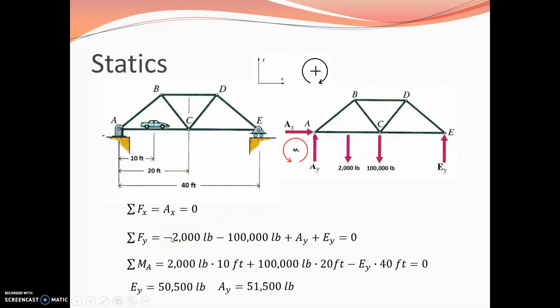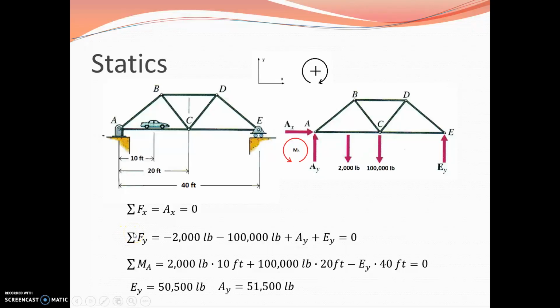Now, for our forces in the y direction, you want to sum those up like you have before. Negative is down. So 2,000 pounds of the car is going down, negative. The bridge weighs 100,000 pounds. That's negative 100,000 pounds. And we have two supports holding up the bridge, this pin A and roller E. And they're in the y direction going upward, so they're positive. Now, this is the different part here: we have 1, 2, 3 unknowns, and we have 1, 2 equations. If you have 3 unknowns, you need 3 equations.